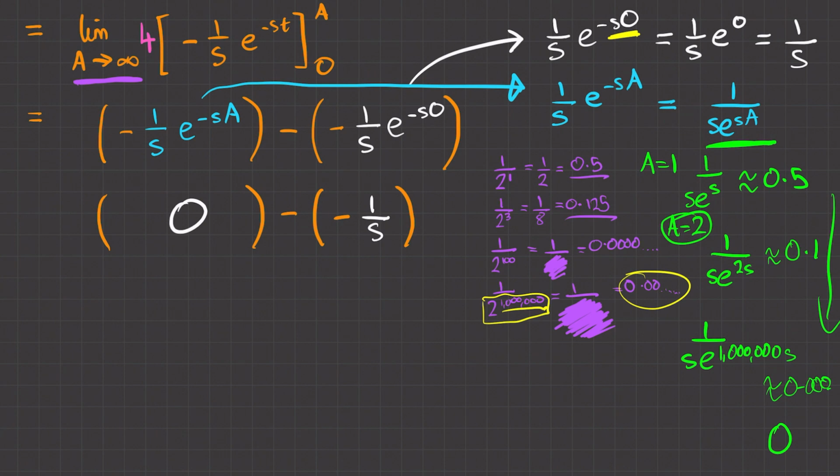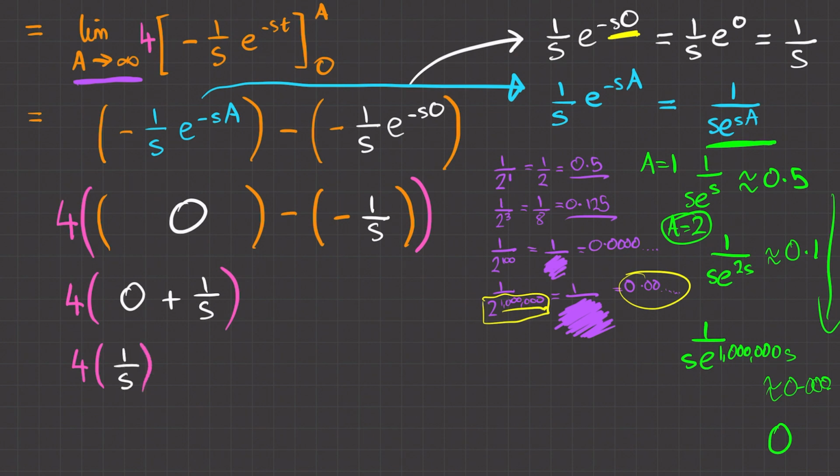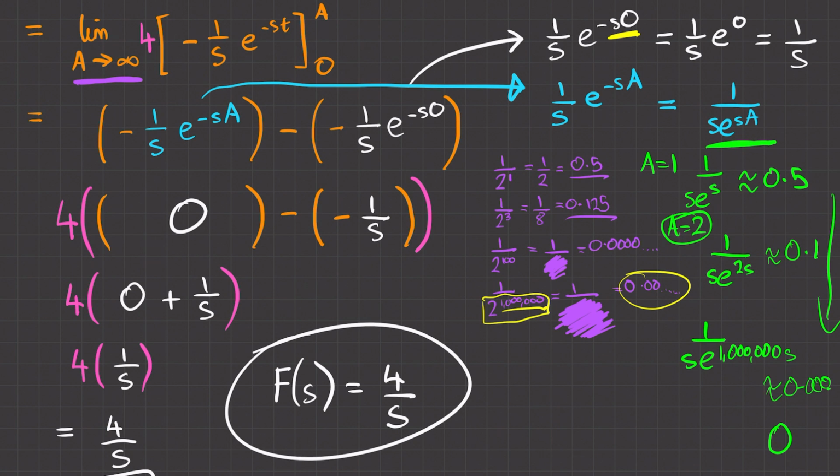Now we've done all the tricky part, and we're going to pull this 4 back into play. So we're going to add it here, so we've got 4 lots of all of this. I'm going to simplify it so it looks nicer again. So we've got 4 lots of 0 minus 1 over s, which equals positive 1 over s, which becomes 4 lots of 1 over s, which then simplifies down to 4 over s. So we can say the Laplace transform of 4 is 4 over s. And that's how we get Laplace by first principles.